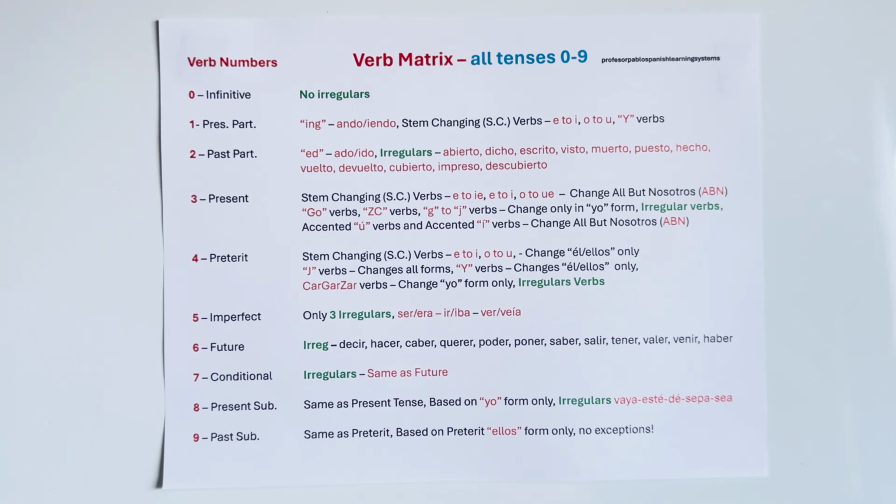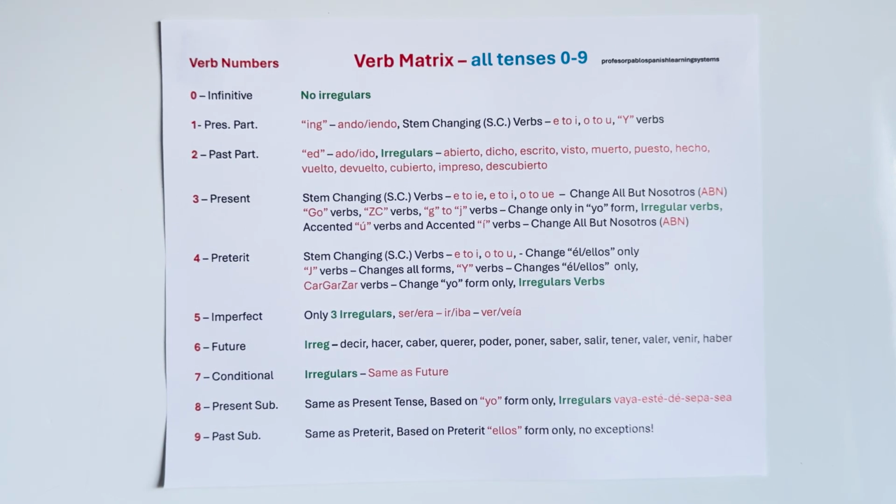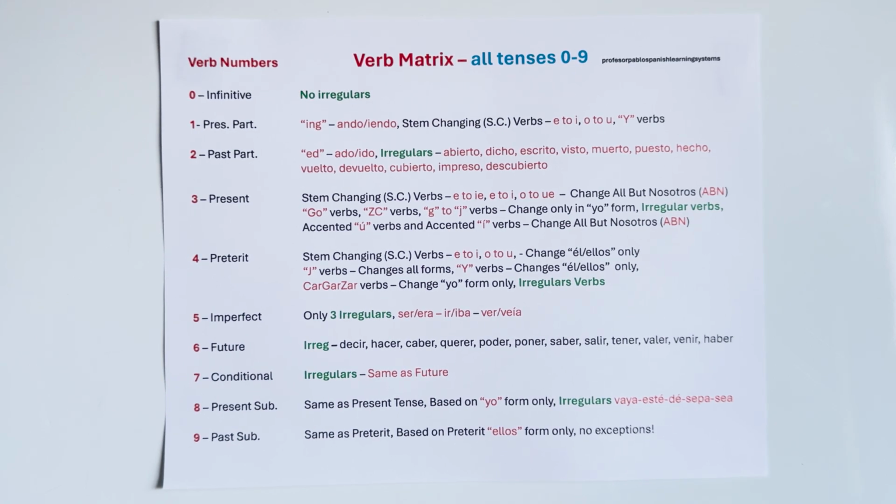We've studied those. This is not to read all the irregular verbs. But now you're finding out what is happening in all these different verb tenses. Now in the imperfect, which we're currently studying, we learned that there are only 3 irregulars. There are no stem changing. There's no G to J. There's no J verbs. None of that stuff. It's just 3 irregulars. Ser, ir, and ver.